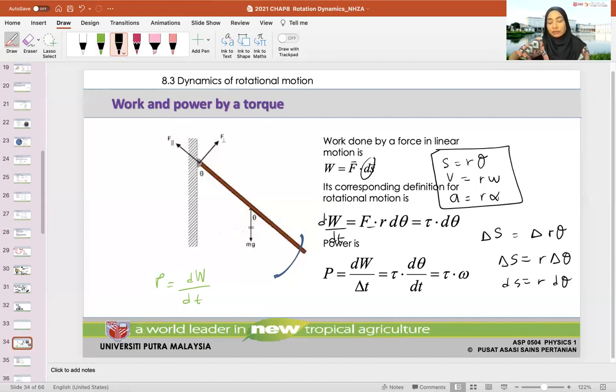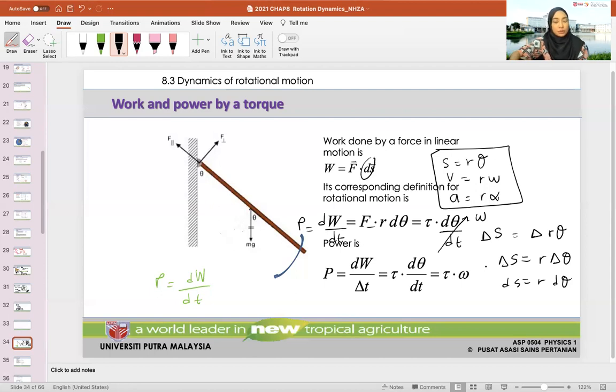So if I have d over here and dt over here, I obviously need to put that into my equation as well. So this becomes torque d theta over dt. d theta over dt is the rate of change of angular displacement, or in other words, omega, angular velocity. So dW/dt, which is equal to power, is equal to torque times d theta over dt, or omega. Okay, so power is equal to torque times omega.